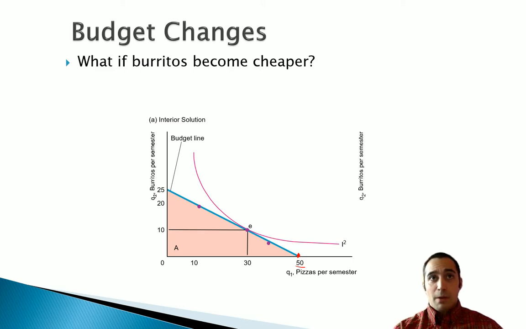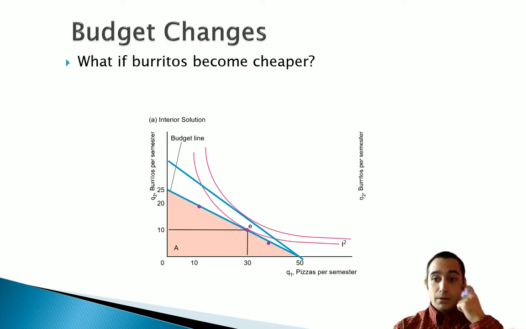Next, if I were to spend my entire budget on burritos, could I afford more burritos? Certainly yes. Burritos are cheaper. By definition, it must be that I can afford more burritos. Therefore, anytime a price changes, it must be that this line rotates. And since burritos are becoming cheaper, it must be that it rotates this way.